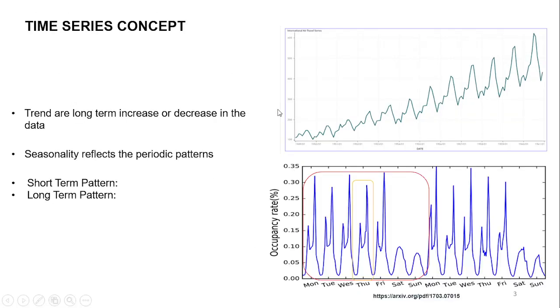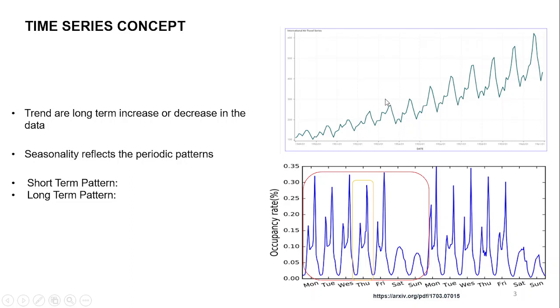Talking about trends and seasonalities, trends are long-term increases or decreases in the data. It can change direction at any time. For example, in January 2020, there was an upward trend in the sales of nose masks due to the outbreak of COVID-19, as shown in this graph.